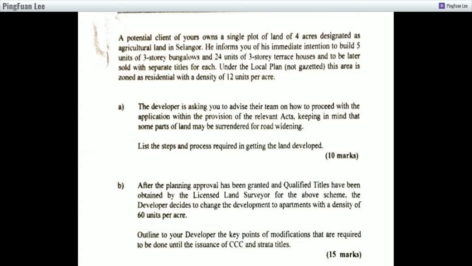contracts, to transfer the title, and that title should indicate the size of the land that you're buying. And the only Strata title is final title or QT? Strata title, definitely final title. Final title, yes, definitely final title.